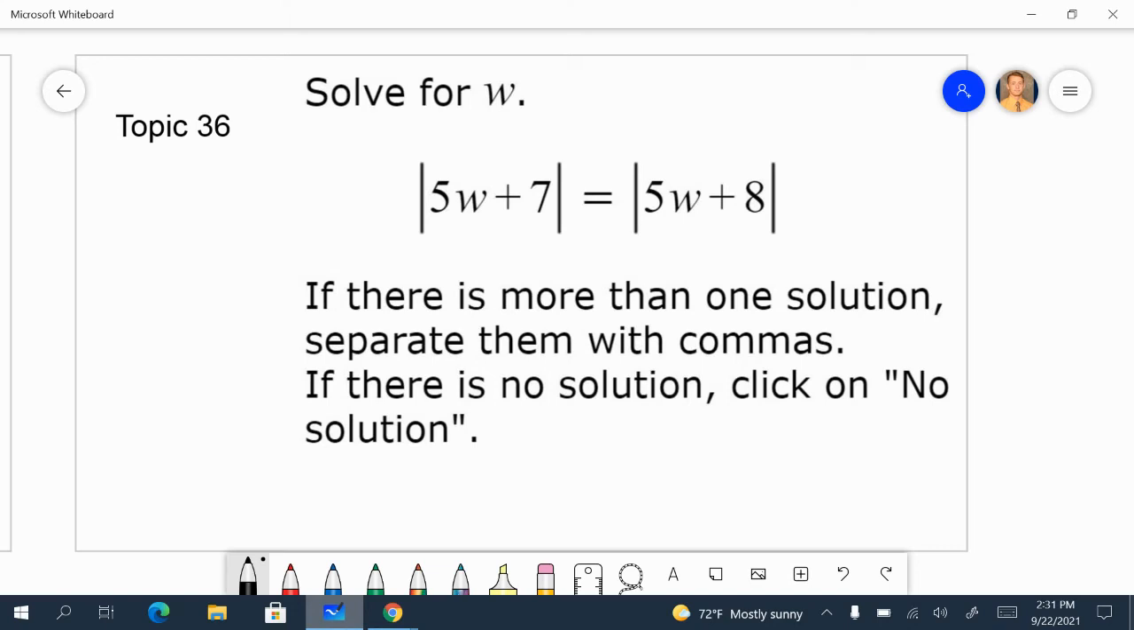Okay, we're going to do a few more topics on here. So I'm starting with topic number 36 right now, where we are solving for W. Now, I can tell that we've got two sets of absolute value symbols. All of the problems aren't going to look like this, and I'm not even sure I might have changed the problem since this. So I'm just going to do maybe a completely different example for this.